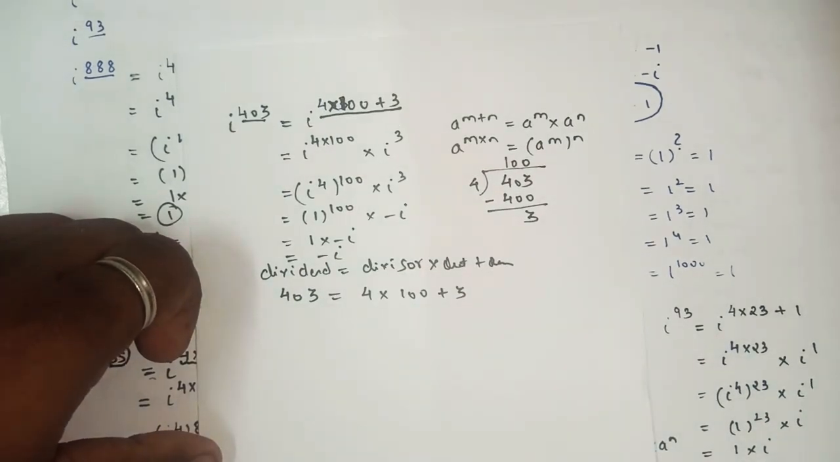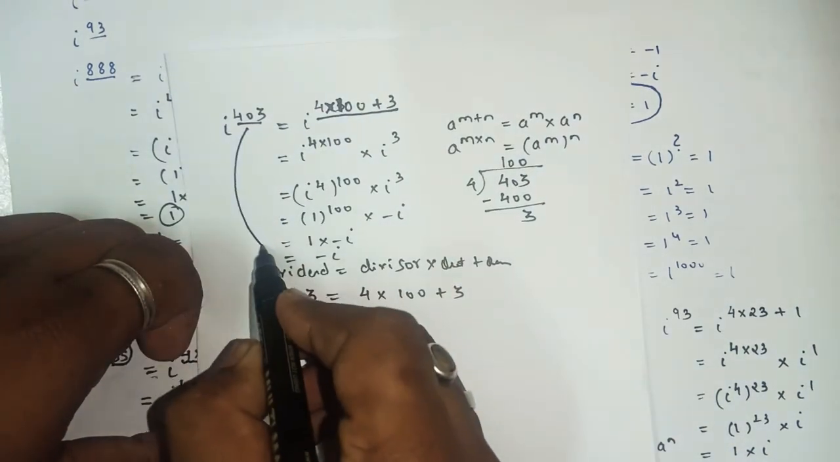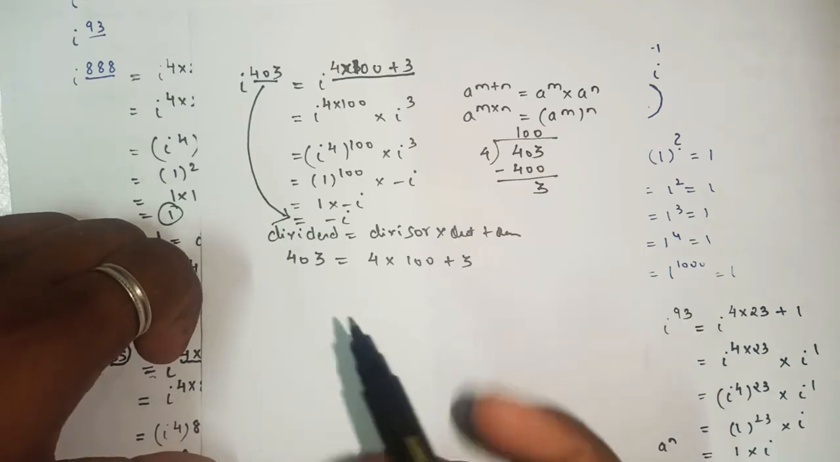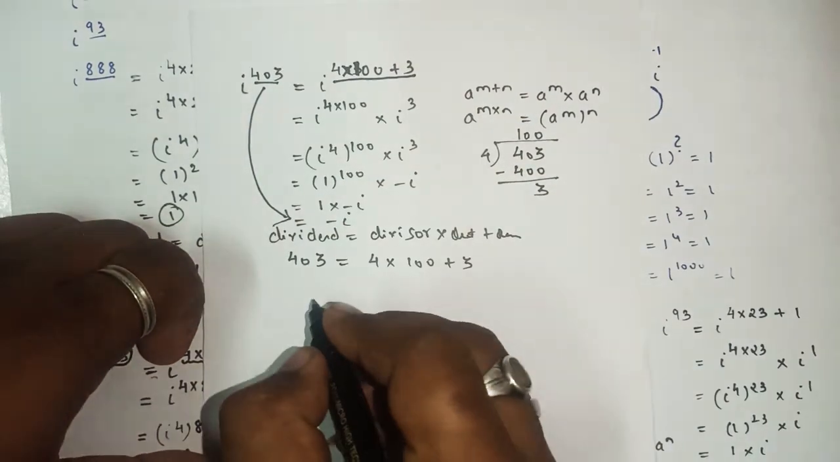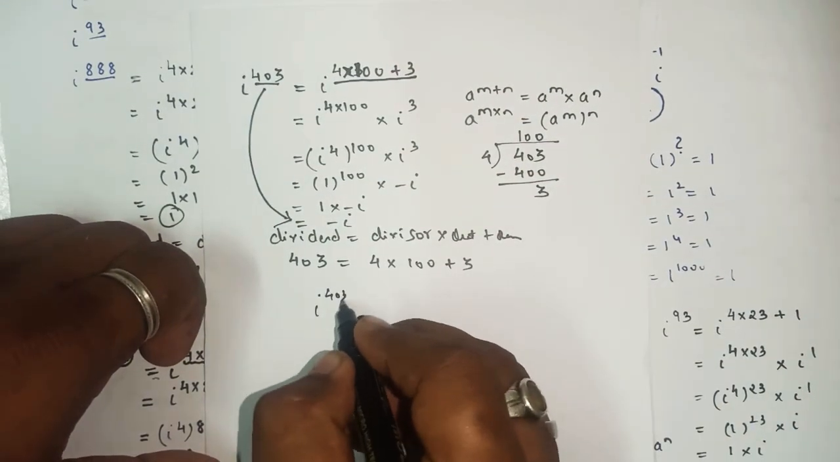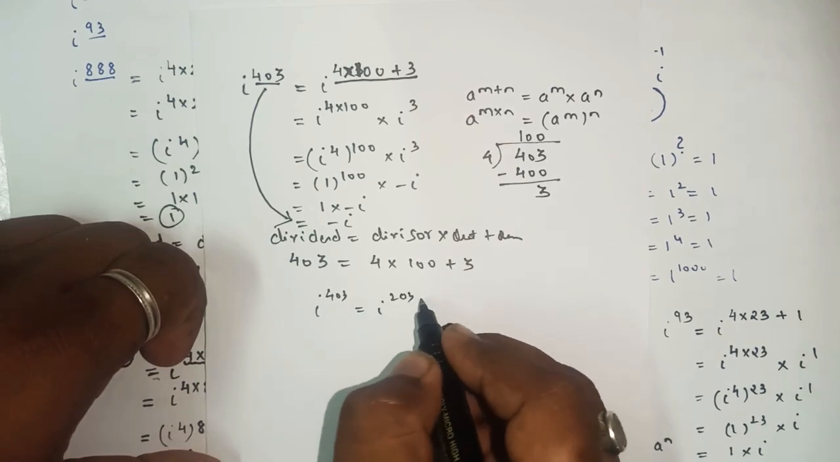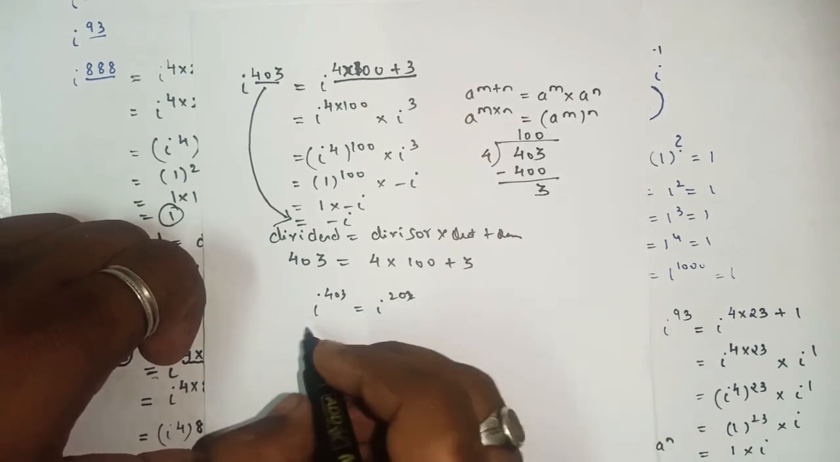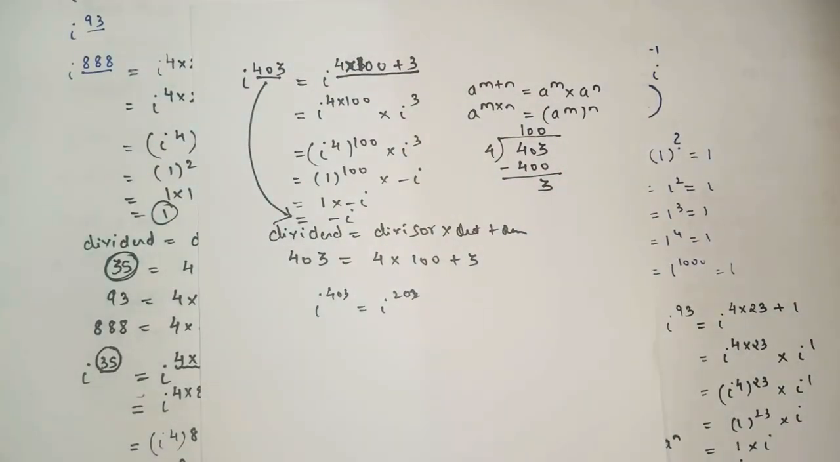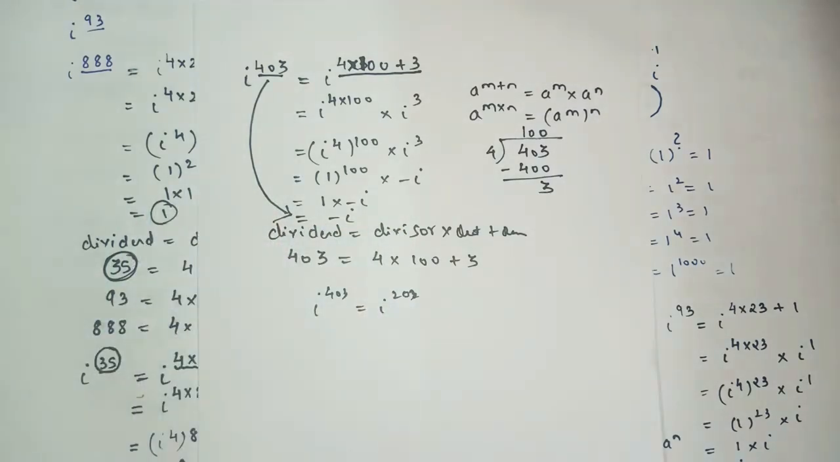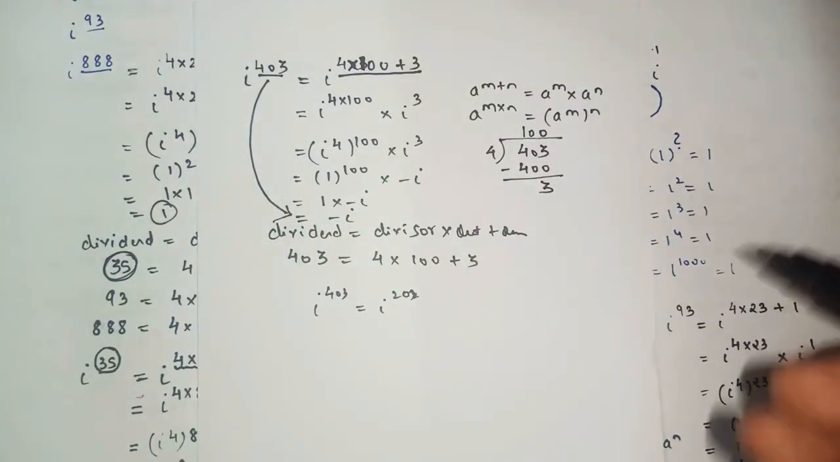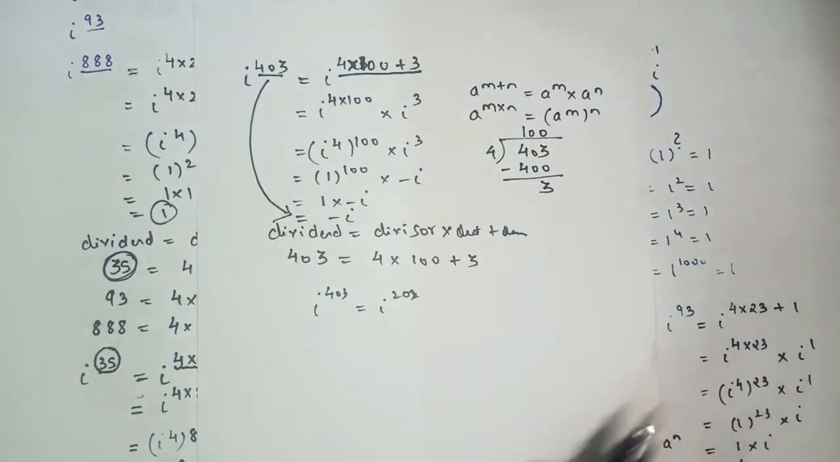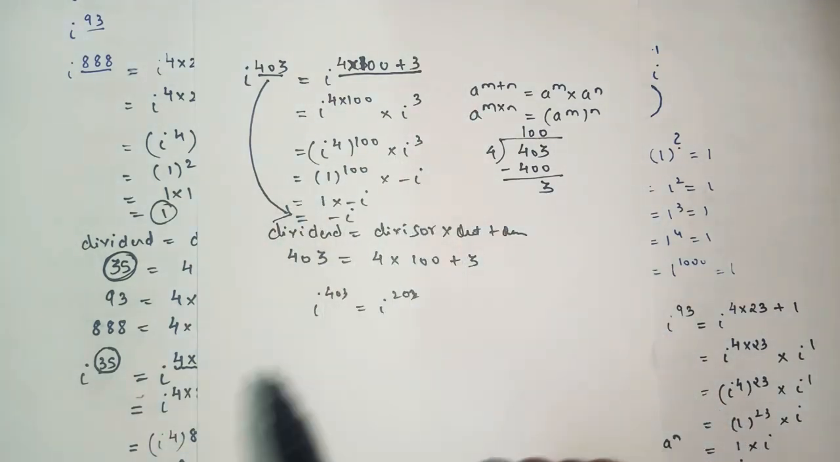So i raised to 403, the answer which we got is minus i. You apply this breaking method; we can write this 403 in any way, break this number in any method, but the final answer will still be minus i. And again and again I'm saying there are many methods, it all depends on how the teacher explains, but I feel this is the easiest method by which you can find the answer using this formula.